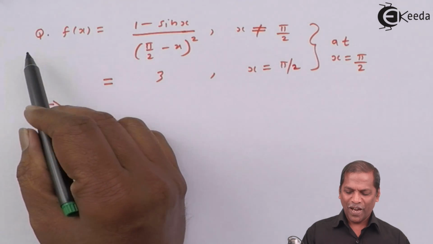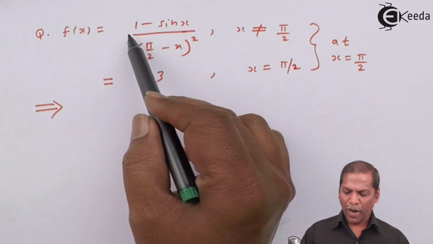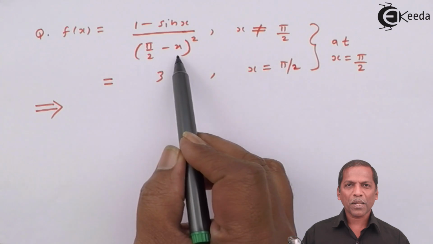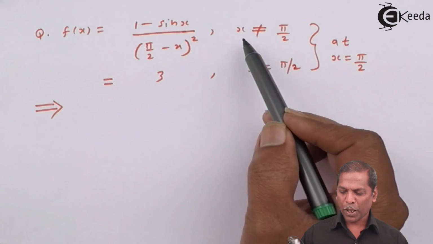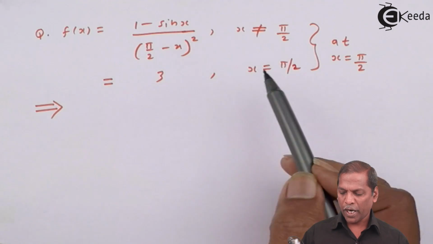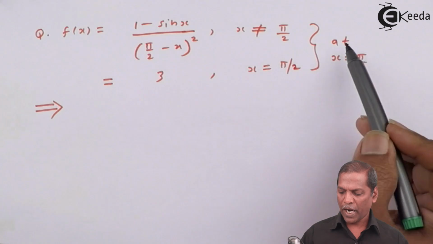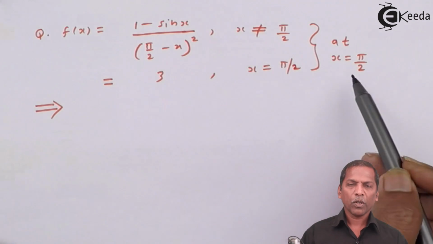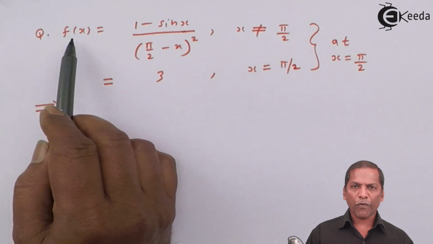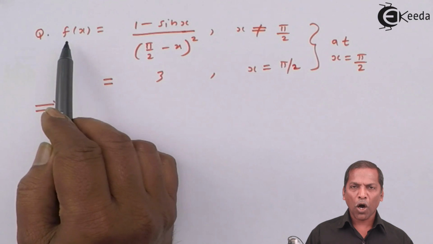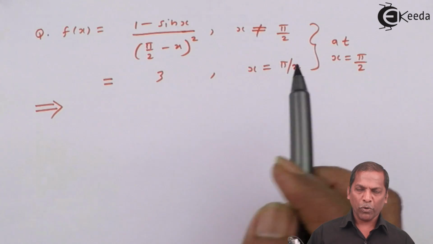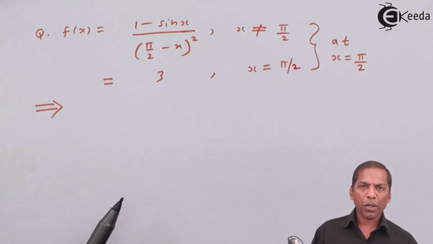The question is f of x is equal to (1 minus sin x) divided by (pi by 2 minus x) whole square, for x not equal to pi by 2, and equal to 3 for x equal to pi by 2, at x equal to pi by 2. So in this question, we have to discuss whether the given function f of x is continuous or not at the indicated point x equal to pi by 2. Now let's see the solution.